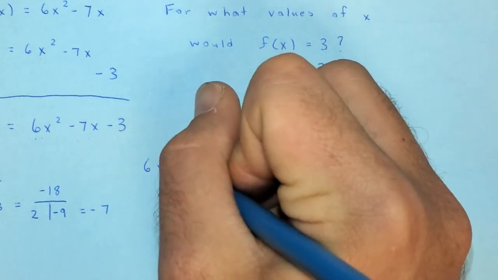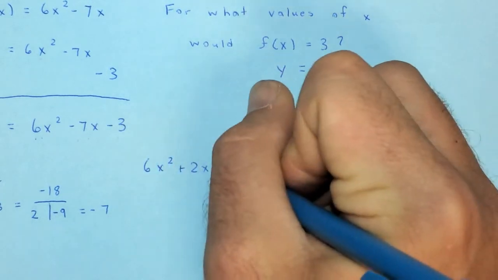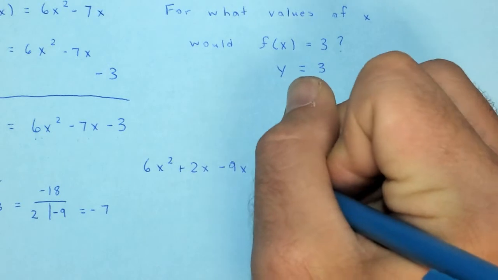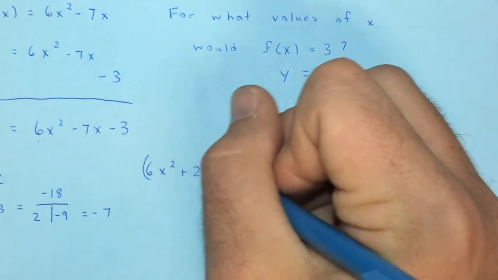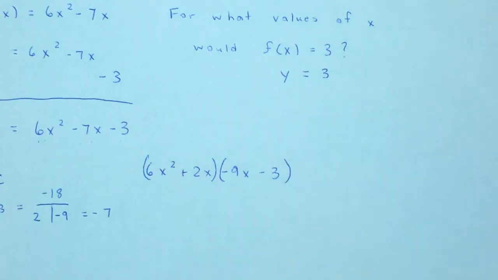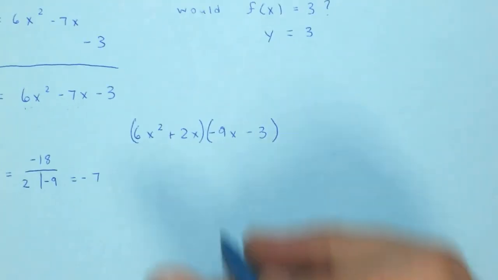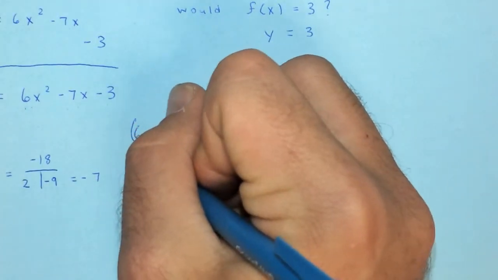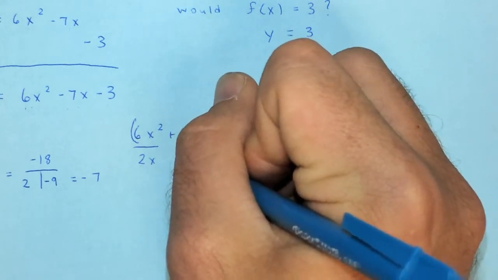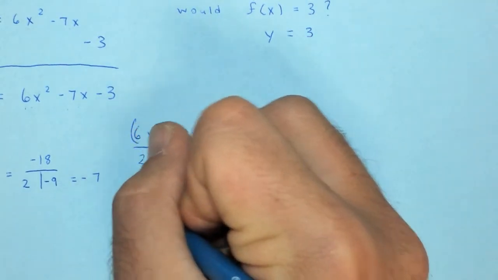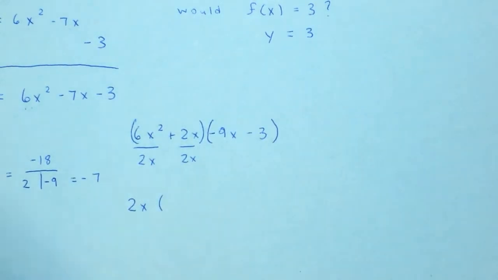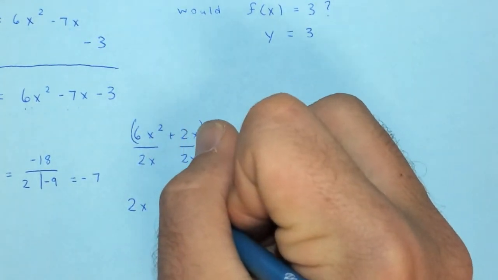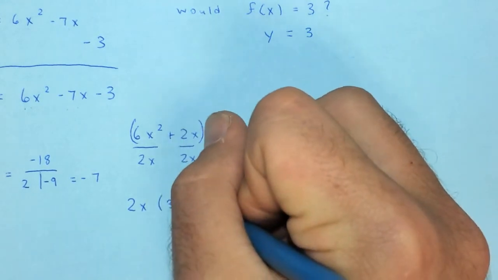6x squared plus 2x minus 9x minus 3. I'm going to group the first terms and the last terms. I look at this. I see I can divide out a 2 and an x. So I have 2x on the outside. 6x squared divided by 2x is going to be 3x. 2x divided by 2x will be plus 1.